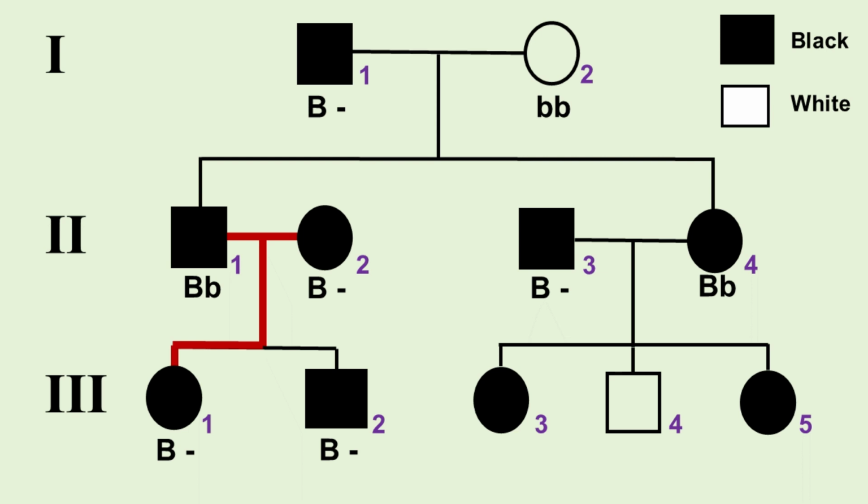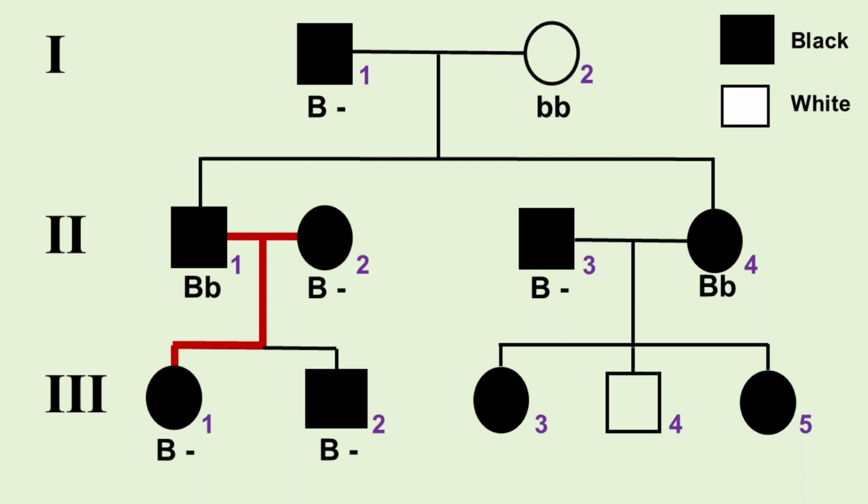Now let's go to the third generation, starting with III1. It's black, so it has a big B allele. Now let's go back and take a look at its parents, II1, the father, and II2, the mother. I show the path in red. Both are black and have the big B allele.